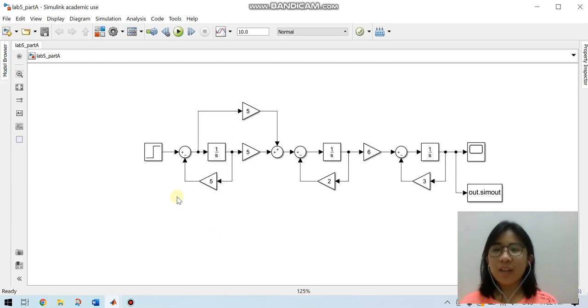Hi, this is Lab 5 about reduction of multiple subsystems. Part A is a complex system which consists of multiple subsystems. We need to construct the system using Simulink in MATLAB.